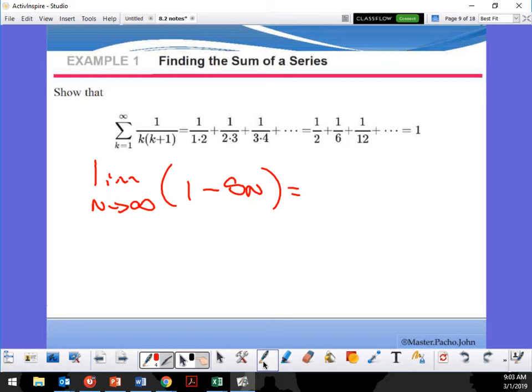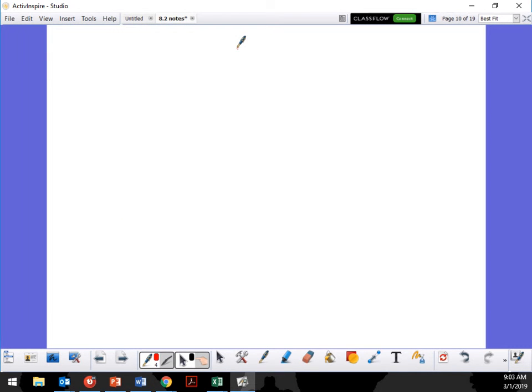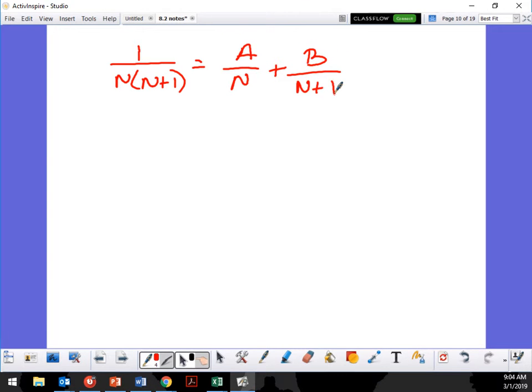So now from here, I'm going to start plugging in from the S of n. I need to get this into my n format, so I'm going to break it up. It was 1 over n times the quantity n plus 1, right? It's going to be equal to A over n plus B over n plus 1.